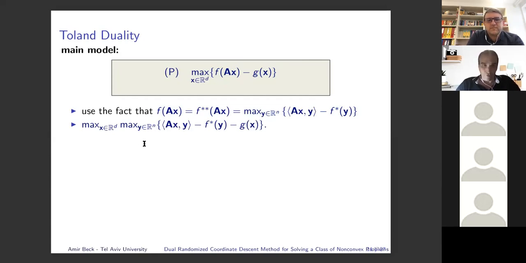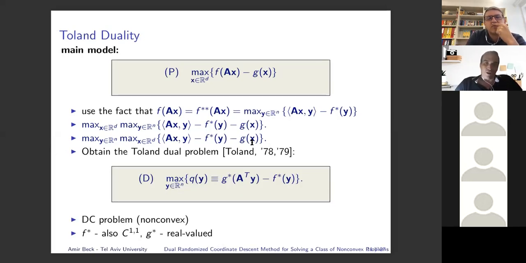Next, of course, when we see double maximization, the first thing that we do is to switch the order of the maximization, so the outer maximization is with respect to y and the inner maximization with respect to x. And finally, the next thing that we should do is to maximize with respect to x and use again the formula for the conjugate, and we obtain what is called the Toland dual problem. We studied this kind of duality in two papers from '78 and '79. And this is how the problem looks.